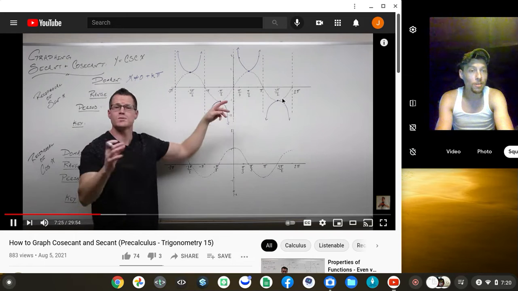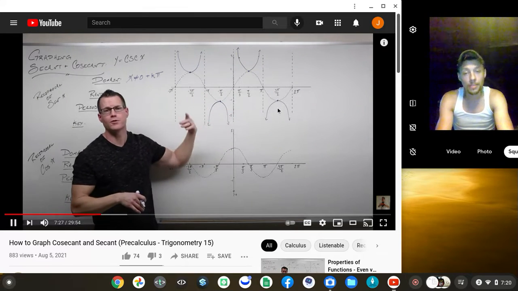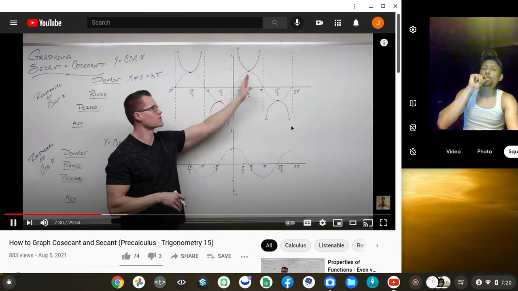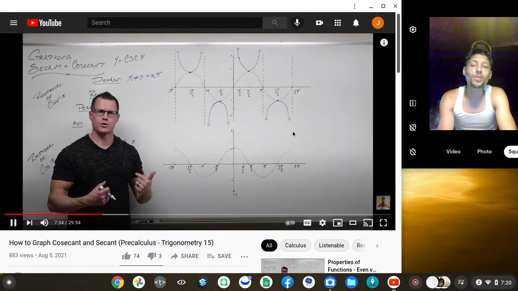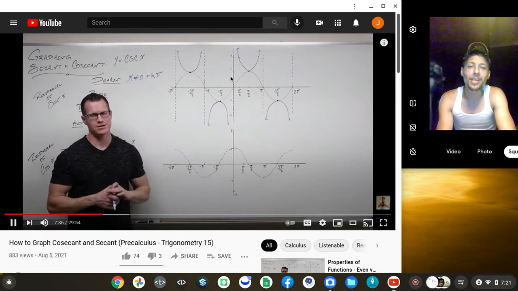That's just going to be a vertical asymptote. It used to be an x-intercept for sine. Now we reciprocate, we get a vertical asymptote at 0 or plus 1 pi or plus 2 pi or minus 1 pi or minus 2 pi. All of those are where the vertical asymptotes are, because they came from these x-intercepts, which makes sense.